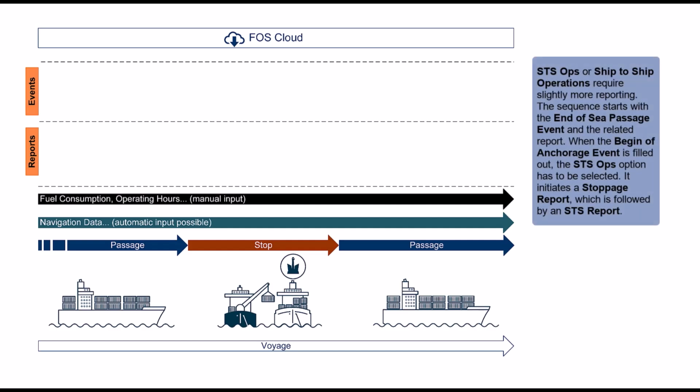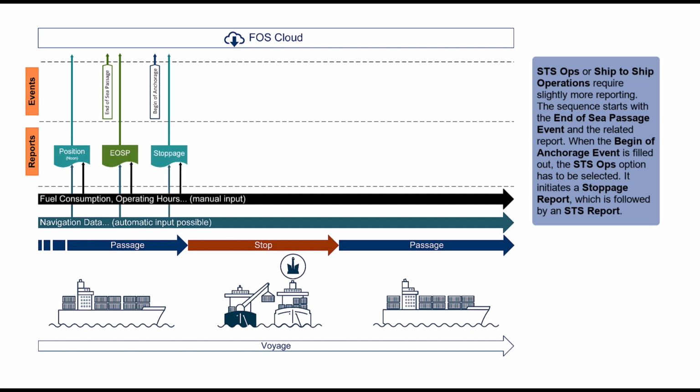STS ops, or ship-to-ship operations, require slightly more reporting. The sequence starts with the end of sea passage event and the related report. When the begin of anchorage event is filled out, the STS ops option has to be selected. It initiates a stoppage report, which is followed by an STS report.